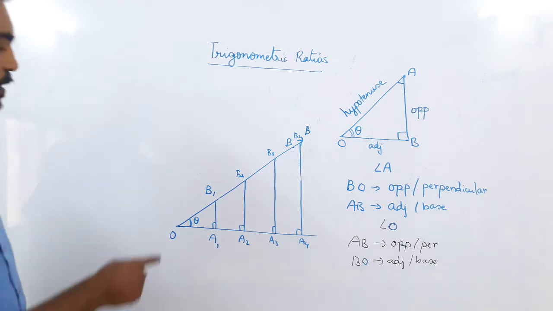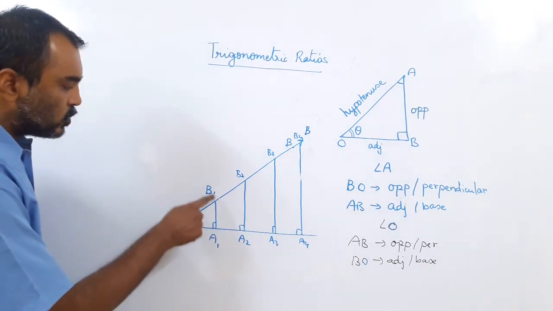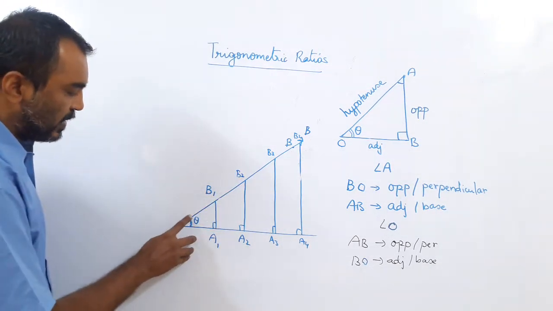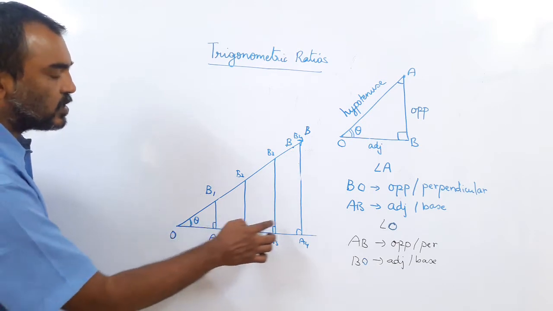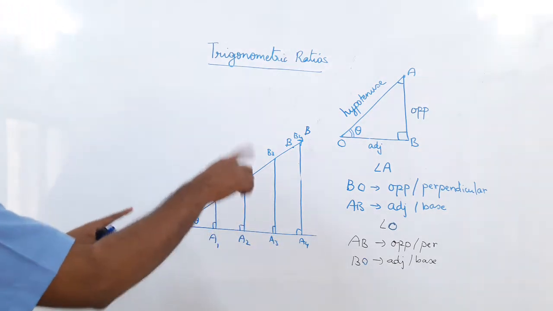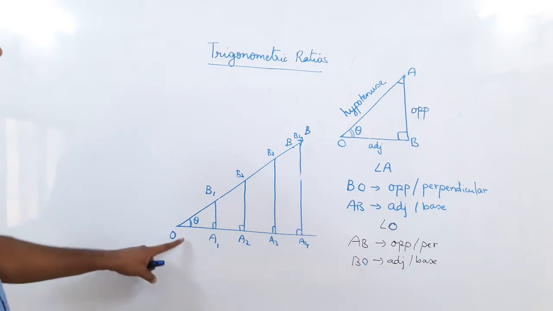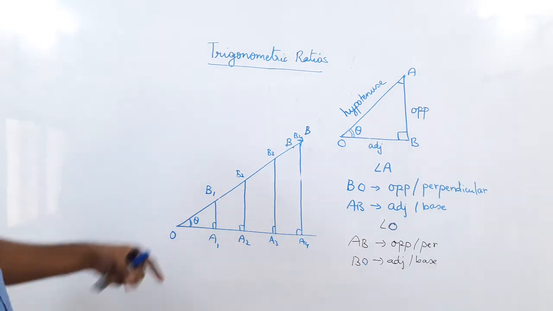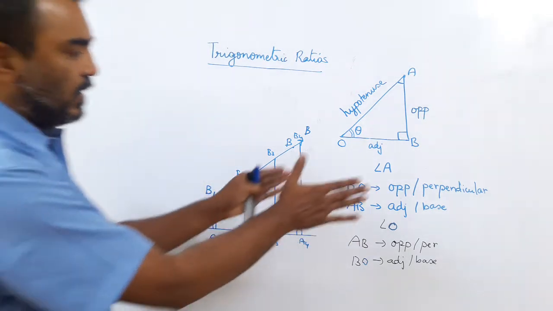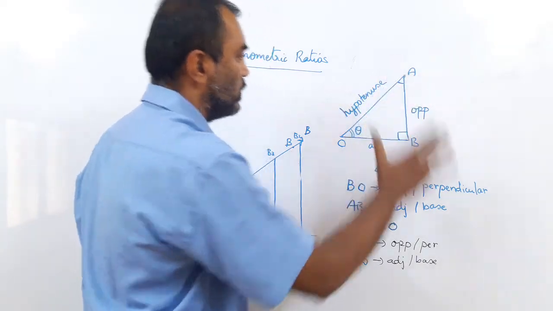So what have you followed? This angle is fixed. So all these triangles are similar. This angle is fixed, a common angle. The rest are all right angles. And we have got similar triangles. And in similar triangles, the ratios remain the same. So I'll keep this as it is. I'll keep this as it is. Now go to this one.